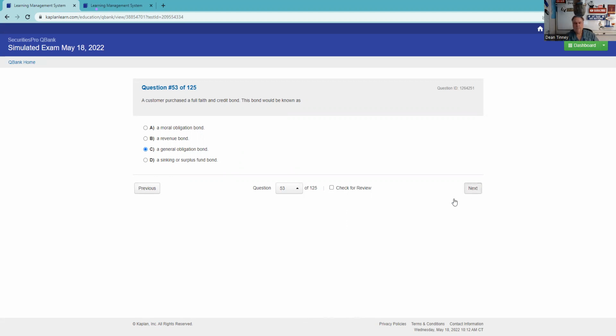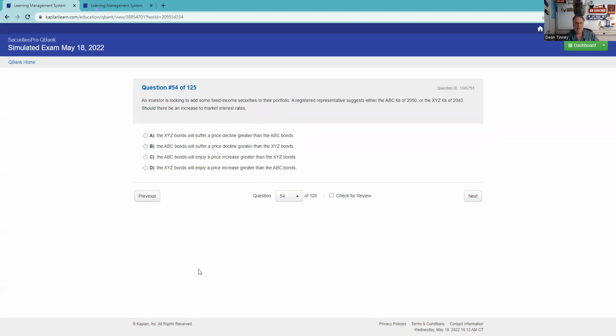C is in Charlie. An investor is looking to add fixed income securities to their portfolio. A registered rep should suggest either the ABC, that's the issuer, 6s, that's the nominal yield, fixed or stated rate of return coupon, 2050, that's the maturity or redemption date. Or the XYZ issuer, 6s of 2043. So they both have a coupon of 6, and one matures 7 years later than the other. Should there be an increase in market interest rates?